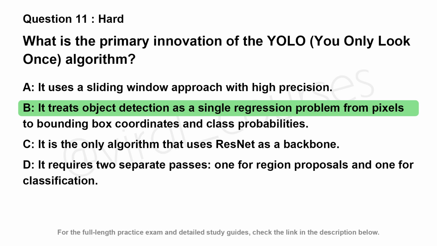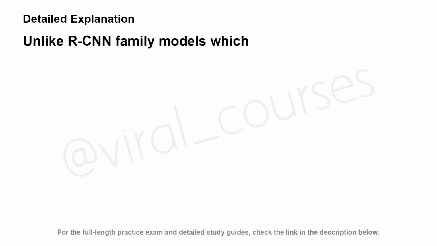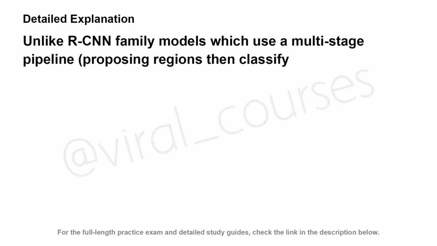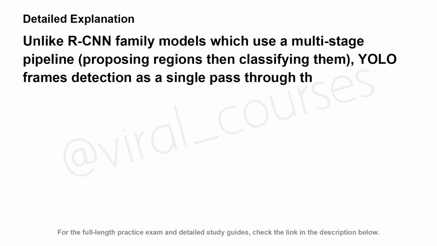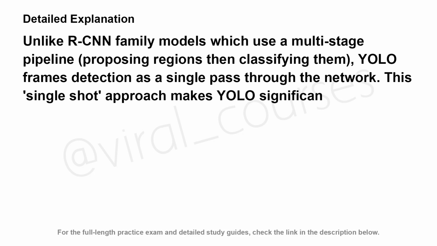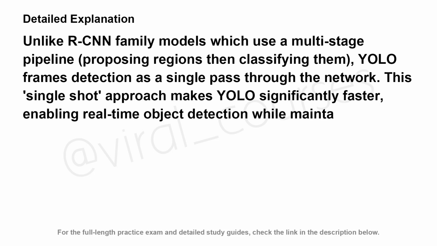The correct answer is B. Unlike RCNN family models, which use a multi-stage pipeline, proposing regions then classifying them, YOLO frames detection as a single pass through the network. This single-shot approach makes YOLO significantly faster, enabling real-time object detection while maintaining competitive accuracy.